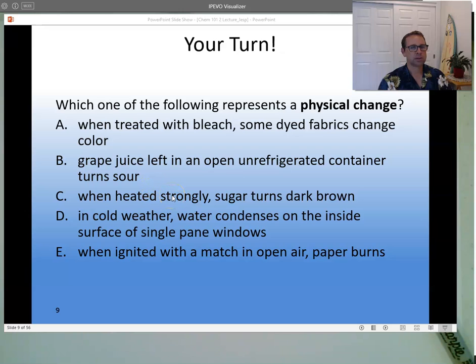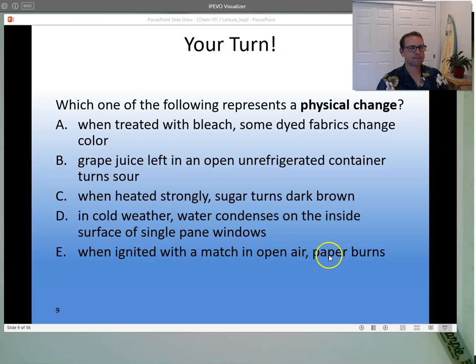C would be, let's see, heated. I think that's physical, isn't it? Well, actually, it's a chemical change. If you heat sugar long enough and it turns dark brown, it eventually will turn black, into just carbon, right? So that dark brown change, you are oxidizing that sugar. Okay, so that's chemical. What about E?